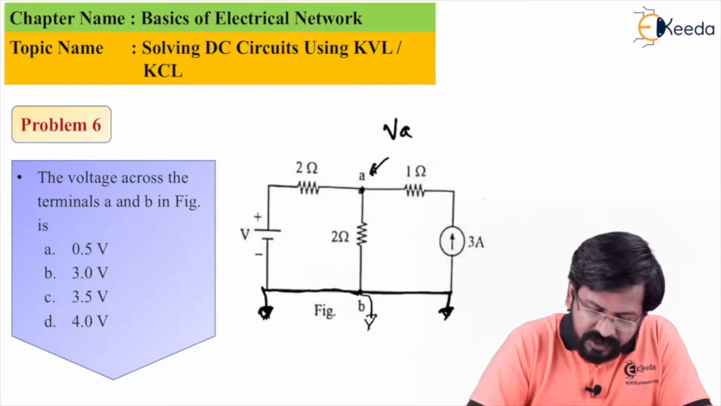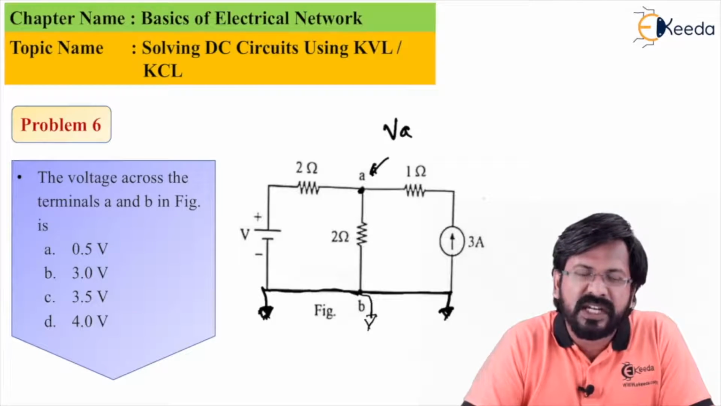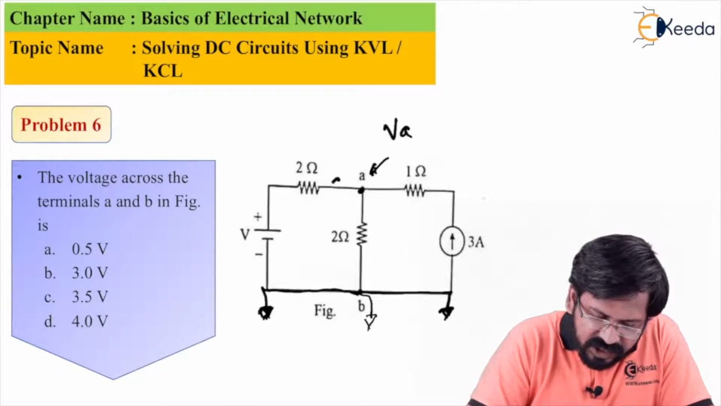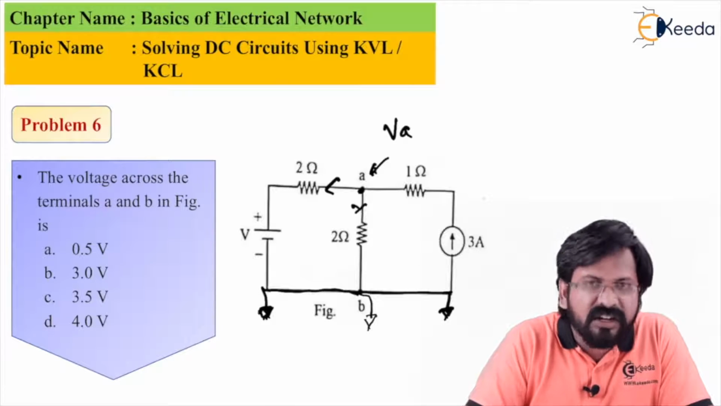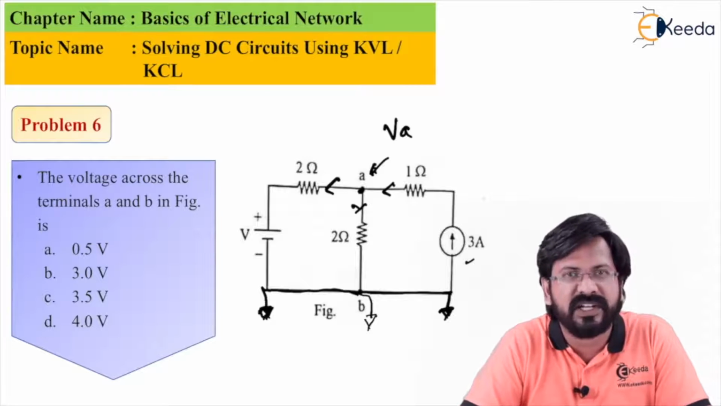Wherever you have a node, you have to assume some current directions. If there is a current source, you cannot change the direction. If the current source is not given, you take that respective branch current as an outgoing current. The reason why we go for outgoing current is that according to our conventions, we consider outgoing currents as positive and incoming currents as negative. So let us assume this current as outgoing, and this current as outgoing, but compulsorily in the third branch we have to assume incoming current as the 3 ampere current source is already given.